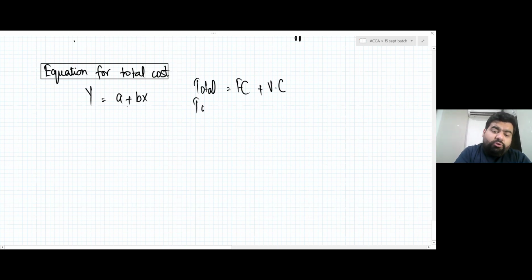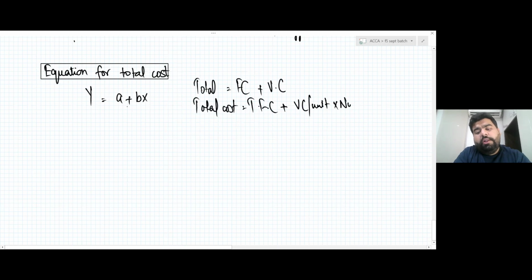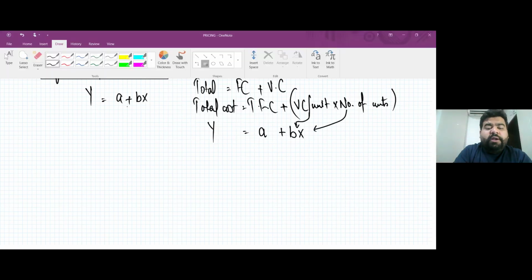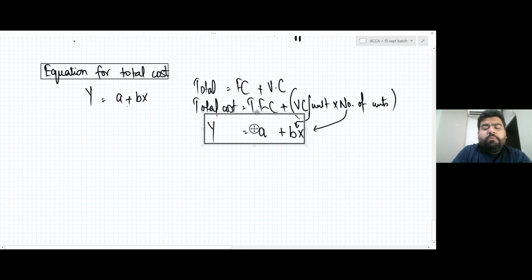Now we can write this as total cost equal to total fixed cost plus, for variable cost, we can write variable cost per unit times number of units. And for total cost we indicate it through Y, total fixed cost through A, plus variable cost per unit through B, and number of units is X. So that's how your total cost equation is made. This is just a formula that is given in your book.